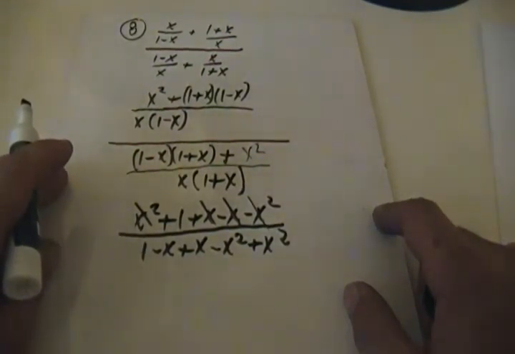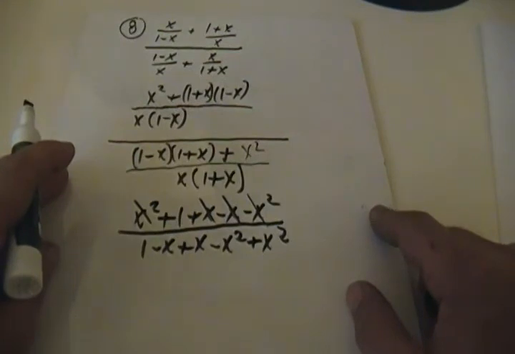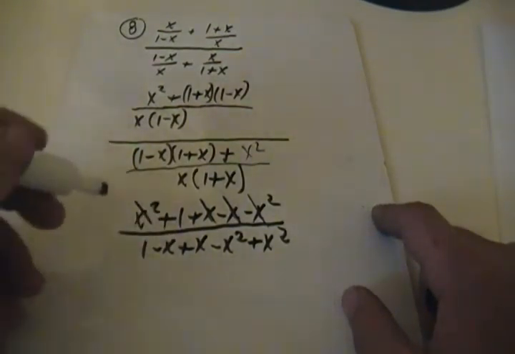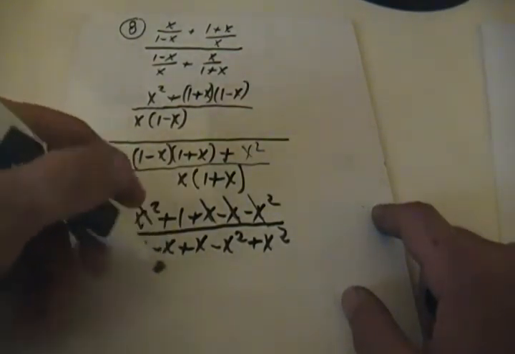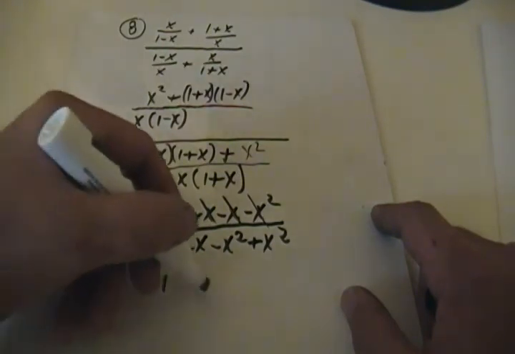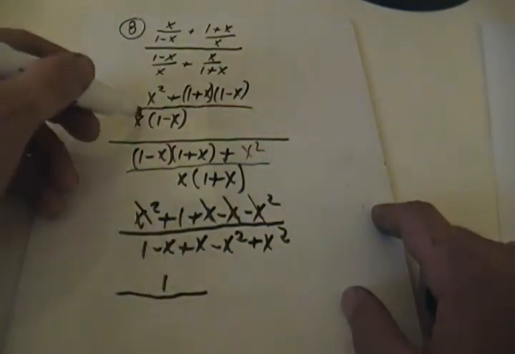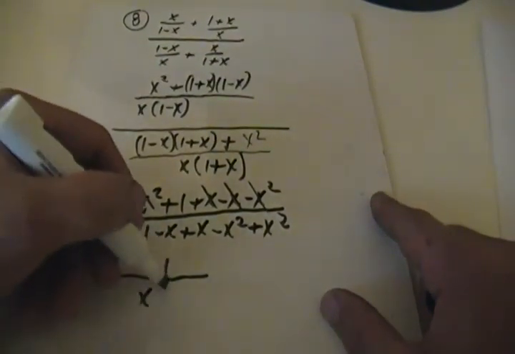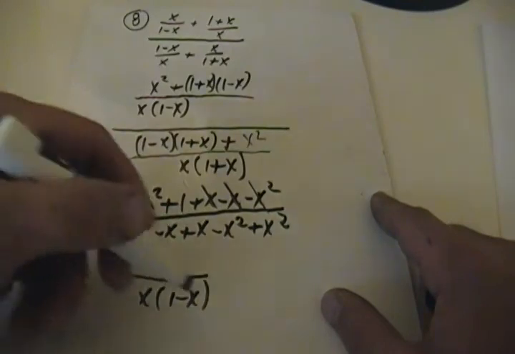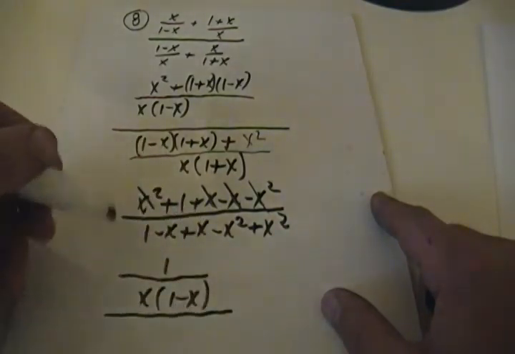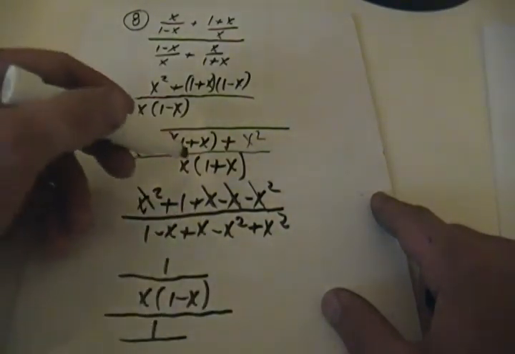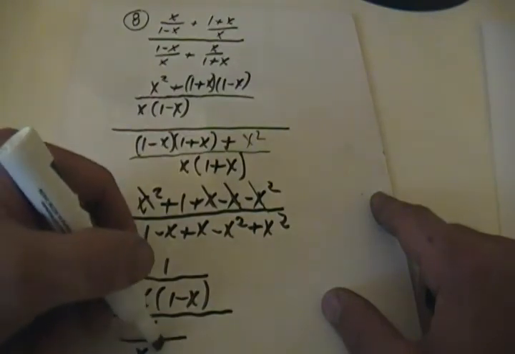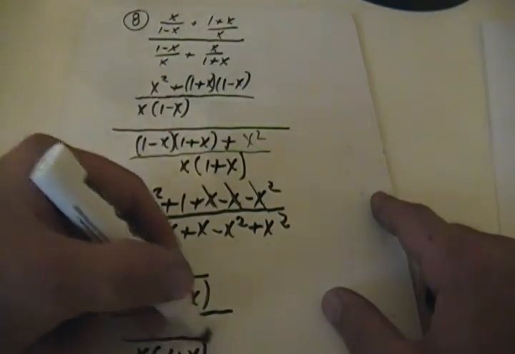Looks like I forgot to bring along the denominators. So let's just scratch that for a second, and let's take a look at the top. We have 1 over x times 1 minus x. And then the denominator fraction, we have a 1 again, and now its denominator is x times 1 plus x.